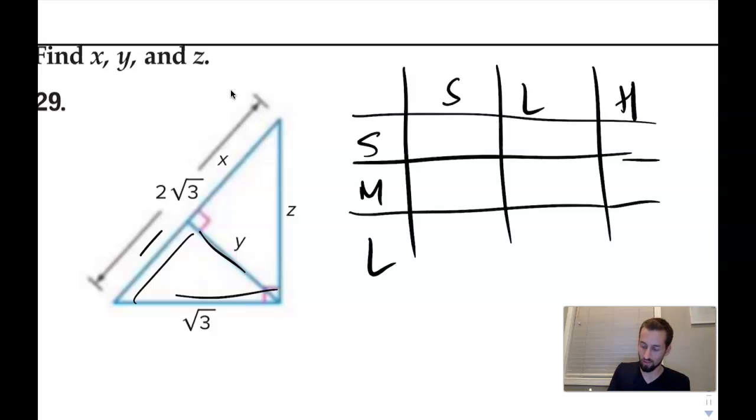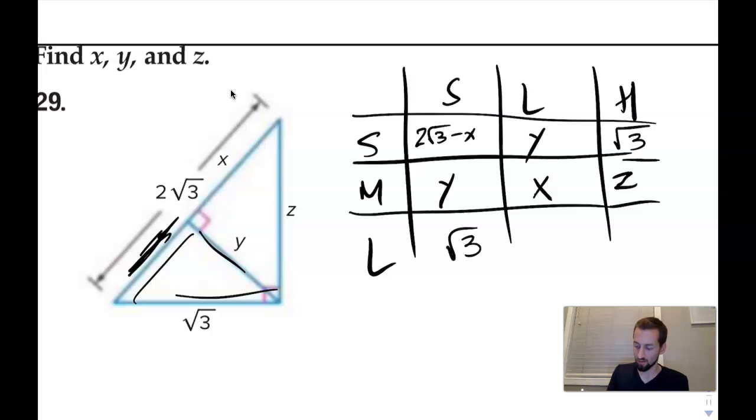It's actually 2 the square root of 3 minus x. We do know, I guess, y is the long leg. This is the square root of 3. Short leg here, y. Long leg, x. Hypotenuse, z. And then we have the biggest triangle. Short leg, the square root of 3. Long leg, z. And the hypotenuse is 2 the square root of 3.